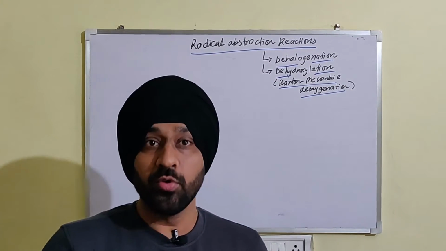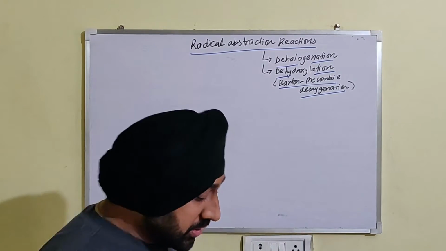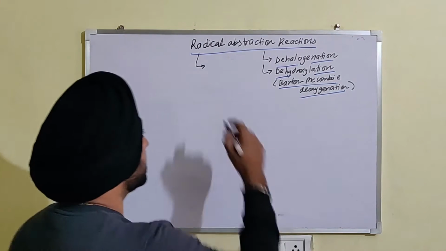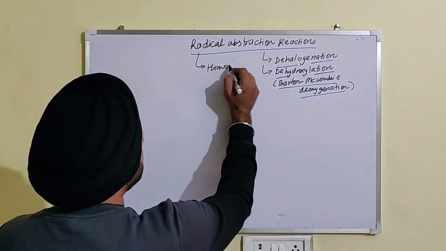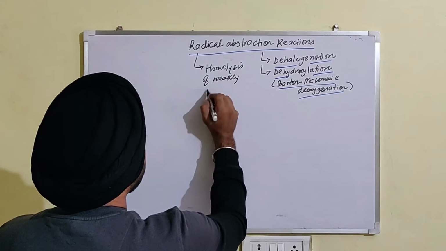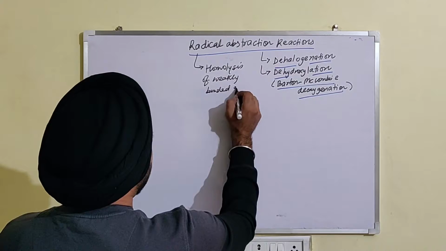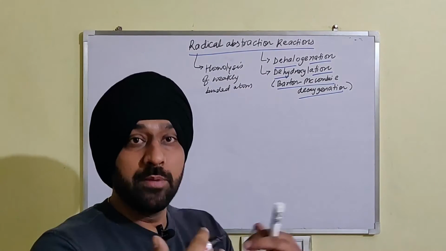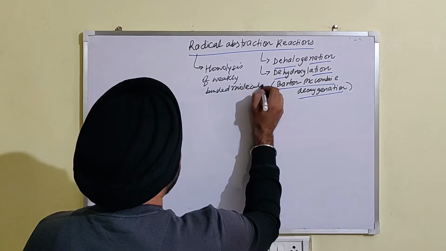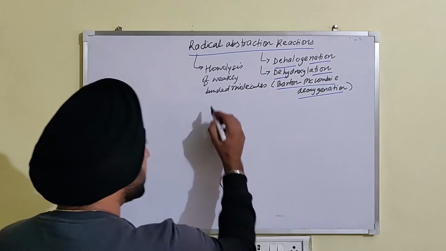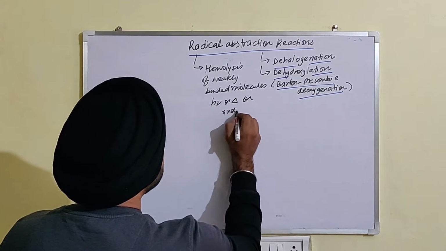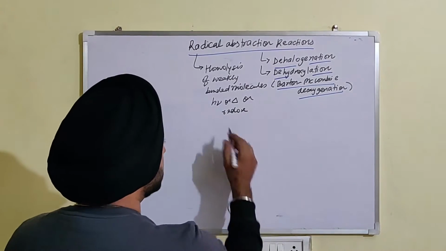Generally, how do we form radicals? Radicals are formed as a result of homolysis of weakly bonded molecules, when they are irradiated either with light or heat or under redox conditions. So that is where the homolysis takes place.